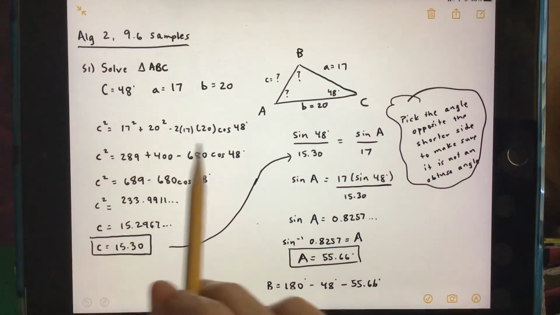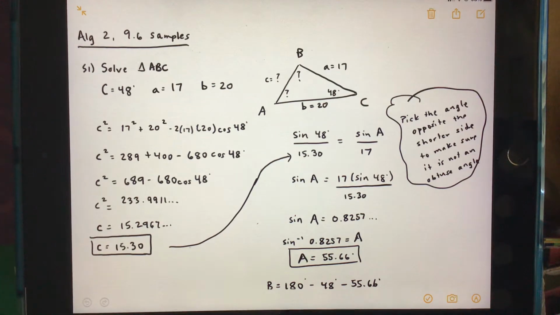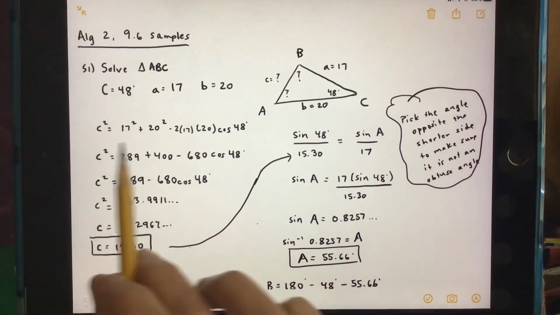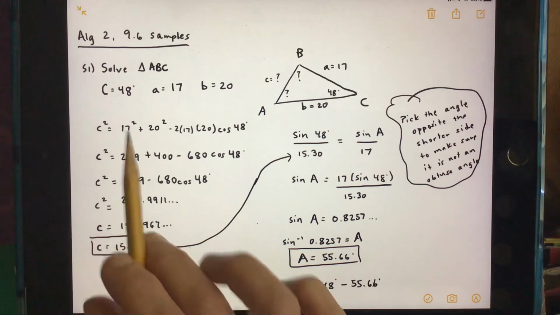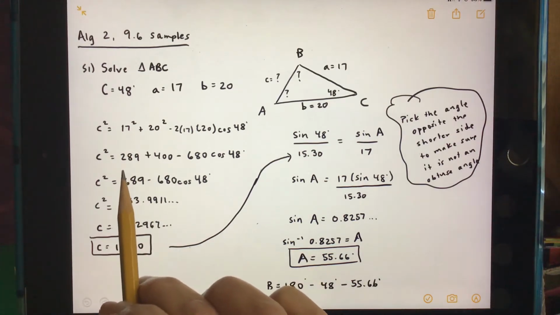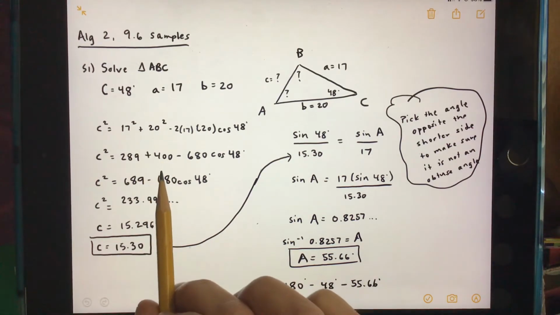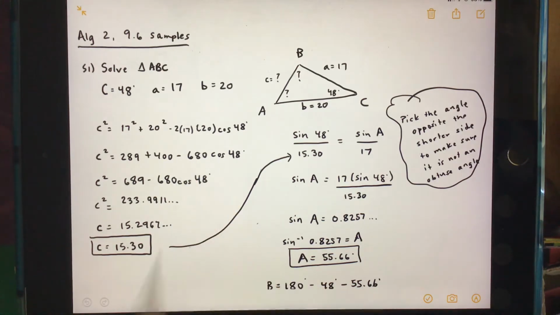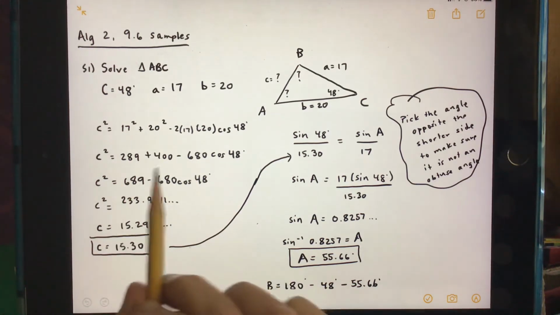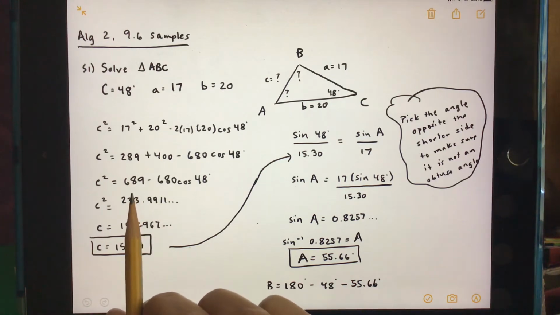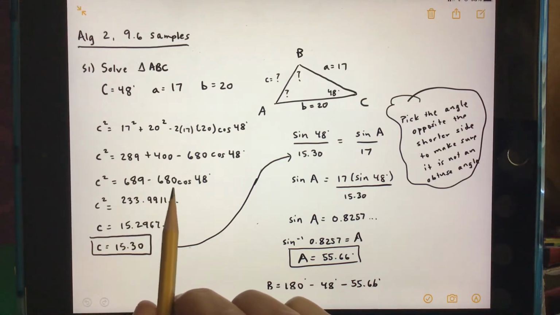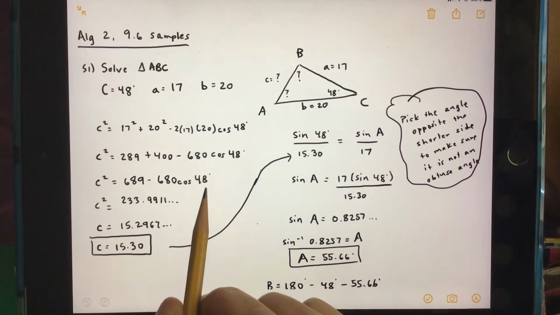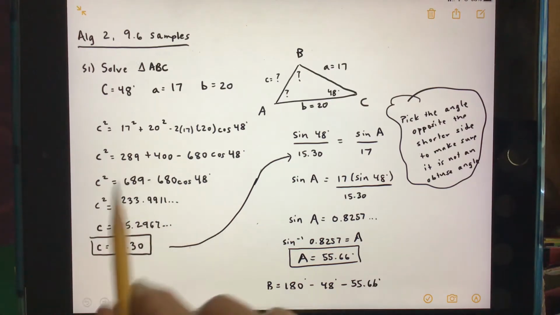We can use our calculators at this point, but we're likely to make errors, typically, if we are plugging in all of this information. So 17 squared we know is 289, so I'll simplify that. 20 squared is 400. 2 times 17 times 20 is 680. Everything else I'll leave the same at this point. Then I'll add 289 and 400, and that will give me 689, and I'll leave the minus 680 times the cosine of 48 degrees. This is as simple as I'm going to make it to find my c squared.